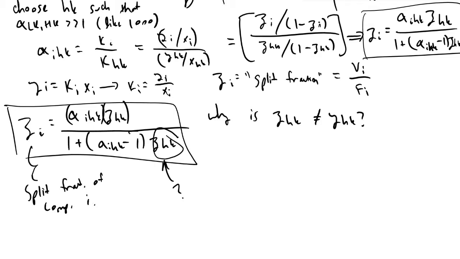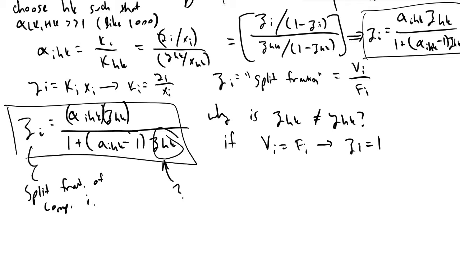The reason for that is, just think intuitively. We know that if the vapor molar flow rate of component I, V sub I, is equal to F sub I, then zeta sub I must be equal to 1. But if you have other species present, that does not mean that Y sub I will also equal 1, because it's not pure anymore.